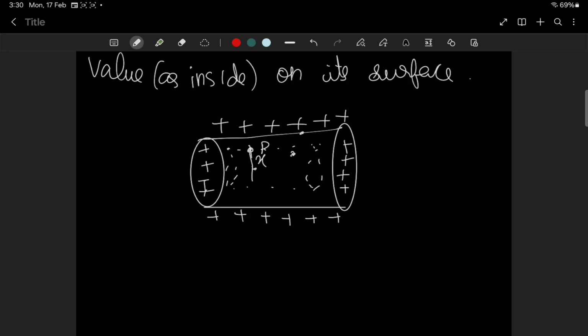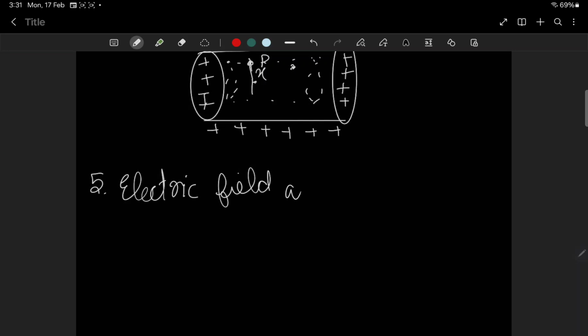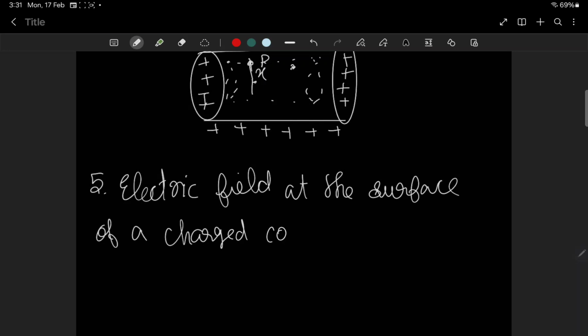The next property, the second last property, is that the electric field at the surface of a charged conductor is E equal to sigma by epsilon 0 n cap.